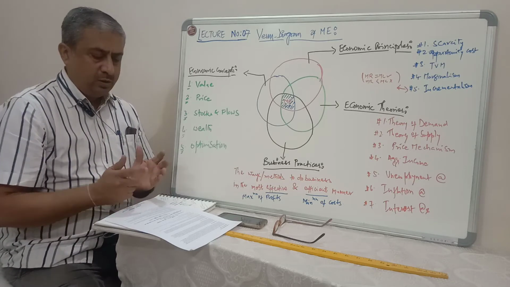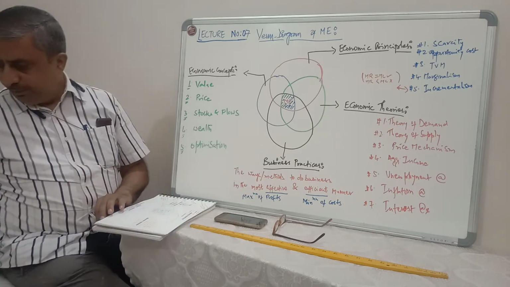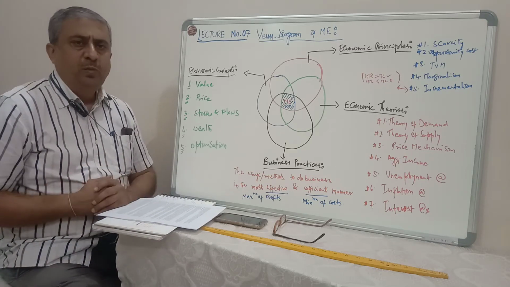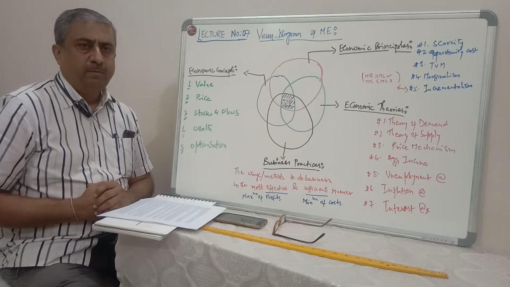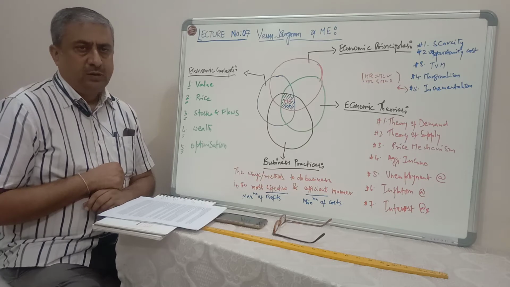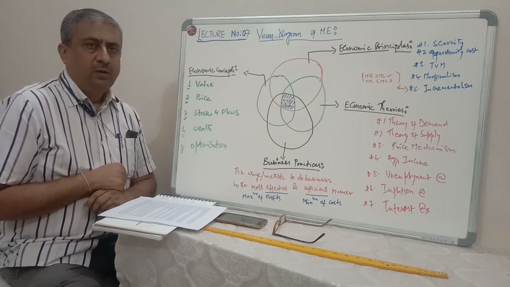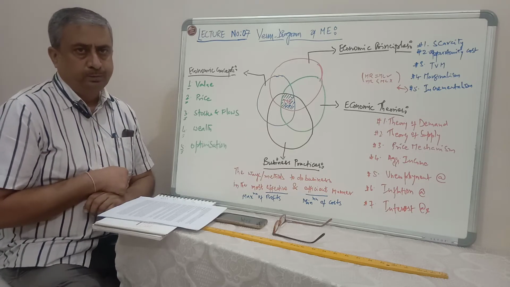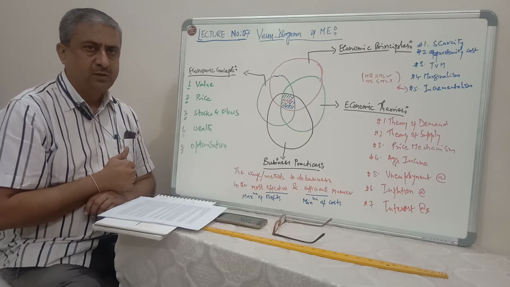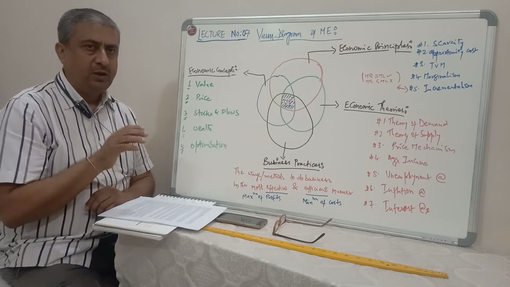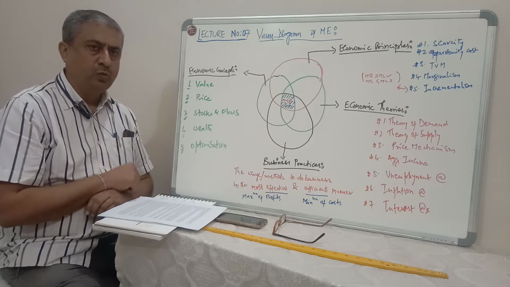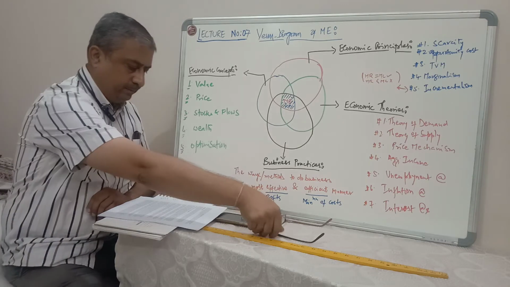Economic theories: the theory of demand, what does it say? The theory of demand says that there is going to be demand for a product when the price is low. When prices are less, you will see greater demand, if there is income level or corresponding income to do so. In other words, what does it say?